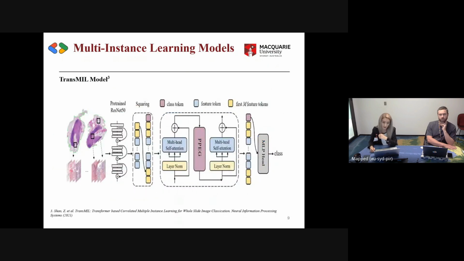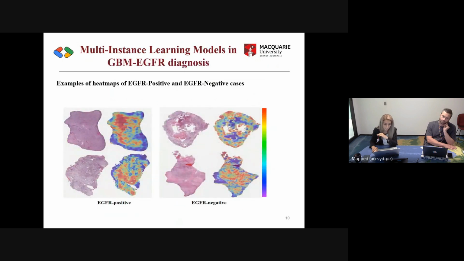Or the transformer TransMIL, it uses transformer models, and they use these transformers to find general and spatial features, and again they can now aggregate these features and send them to their classification models. They are just a few samples from multi-instance learning models.